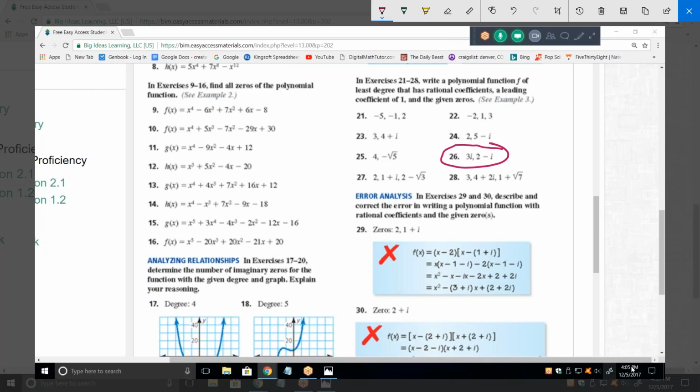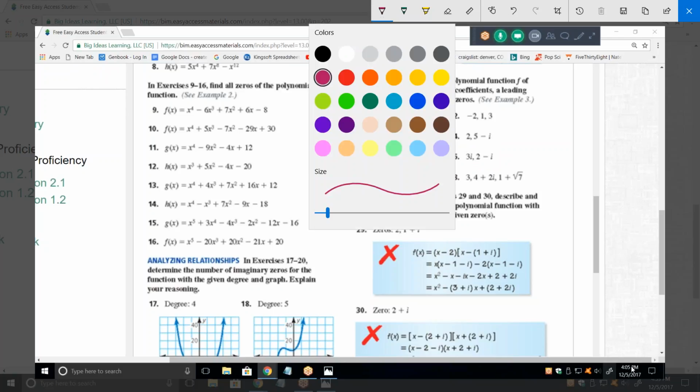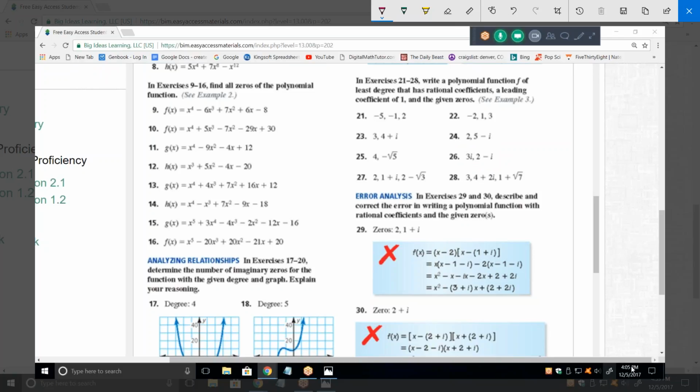What's the next part of your homework? This is it. Okay, let's do 27 and 28. I'm pretty sure you know how to do these, but that's okay. Let's do it. Give me my linear factors for 27.